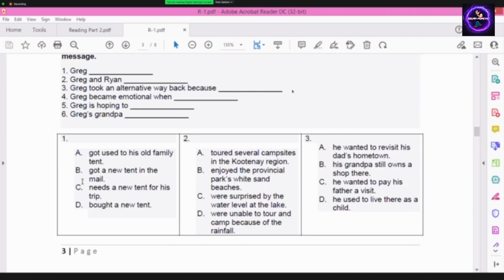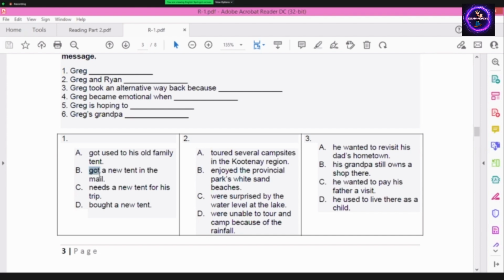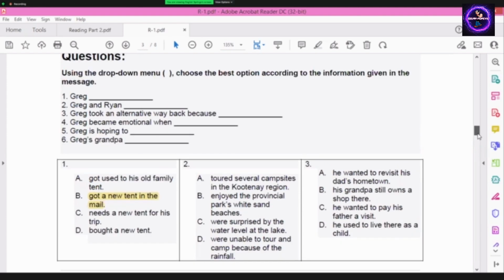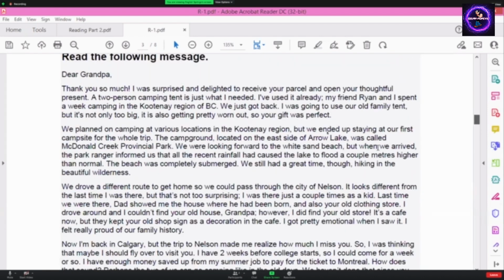What did you choose for the first one? For test 2, part 1, it was B. He got a new tent in the mail. Yes, that's a parcel he got. Greg and Ryan? D. We were unable to tour the camp because of the rainfall. Actually, wait. I think it doesn't say they were unable to tour. They were able to tour, but there was rainfall at only one particular place. That lake they weren't able to go to.